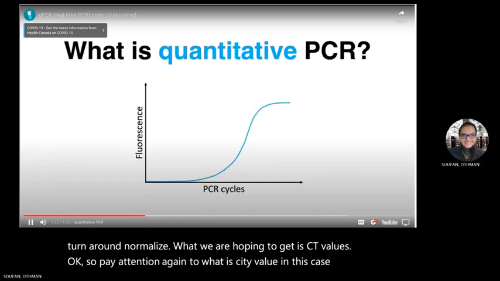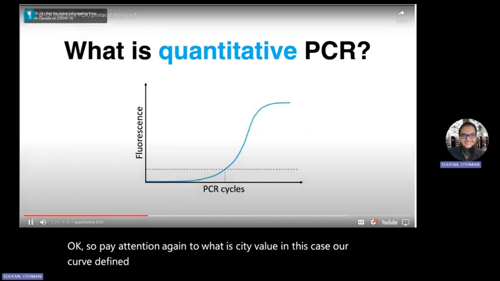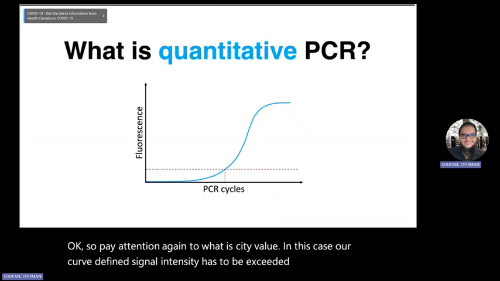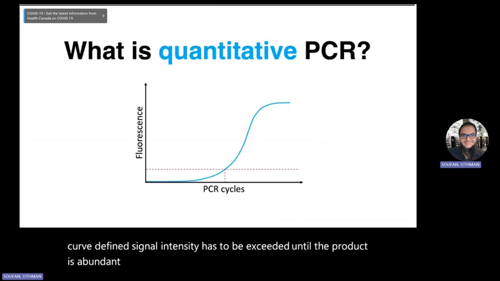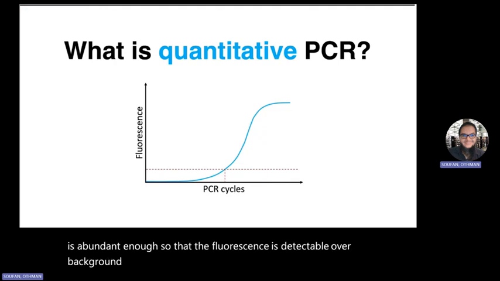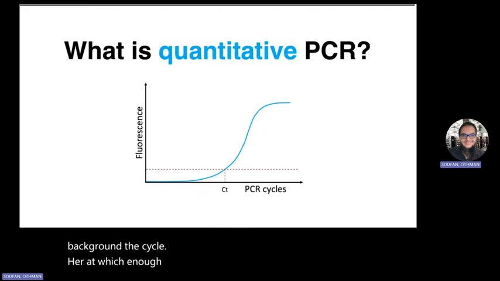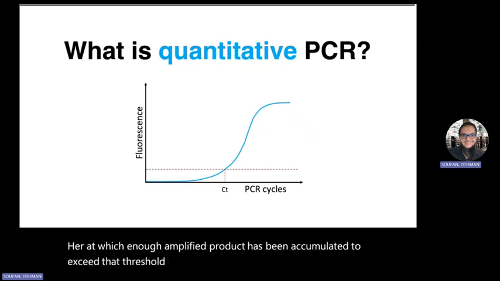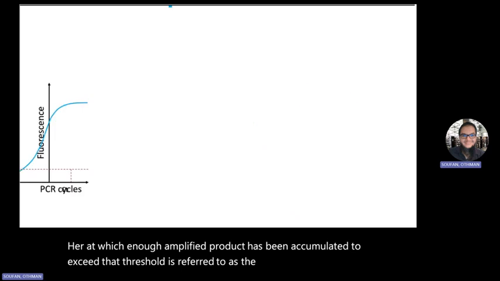The defined signal intensity has to be exceeded until the product is abundant enough so that the fluorescence is detectable over background. The cycle number at which enough amplified product has been accumulated to exceed that threshold is referred to as the CT value.